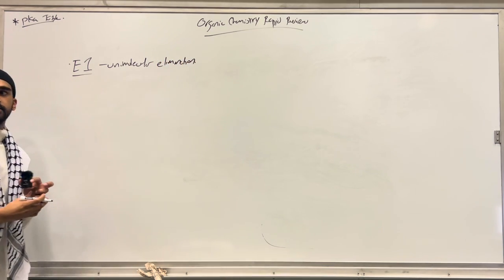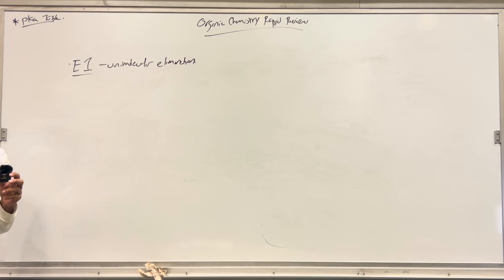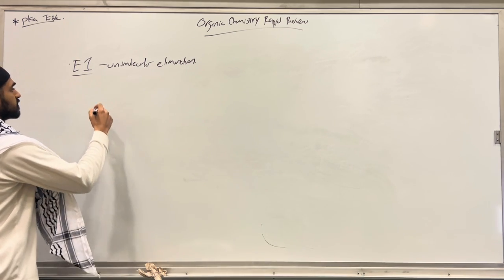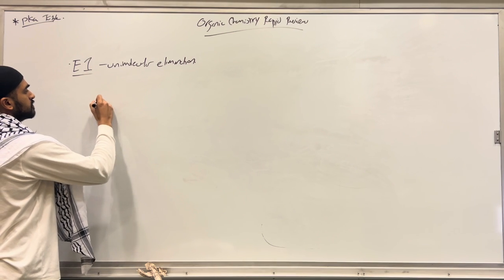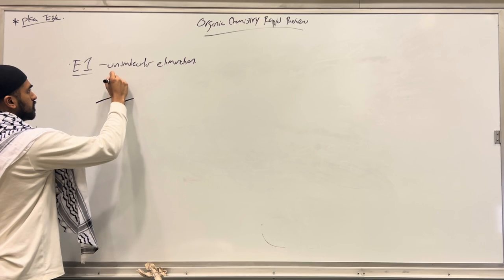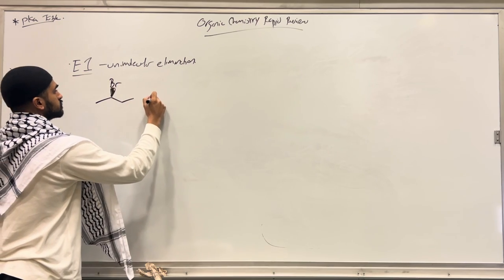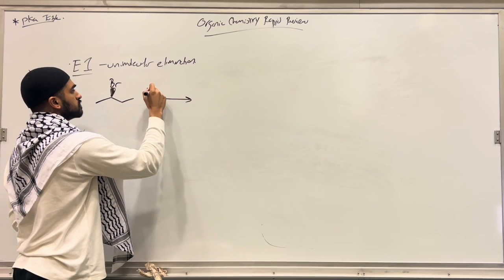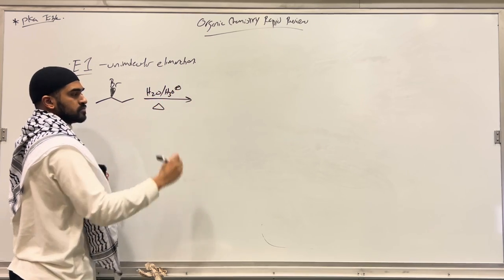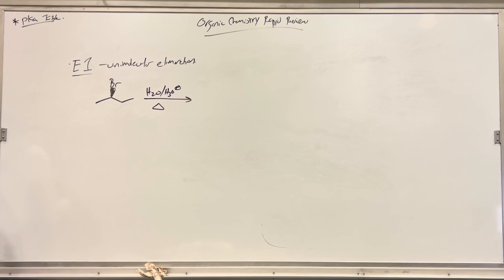Same rules as SN1. One more thing. A little bit more heat. Spice things up a little bit. So an E1 reaction will look like a triangle underneath. Put that thing over a flame.